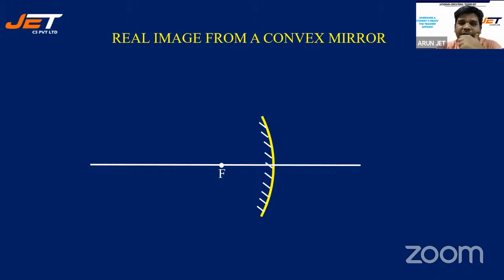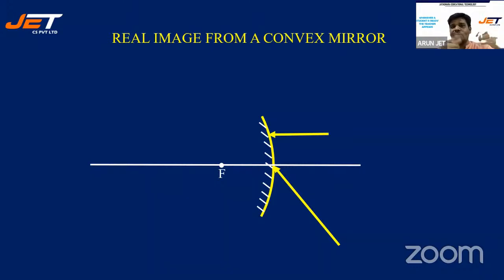I have two rays like this. All right, now these two rays, when do you think the real image is formed? When rays after reflection intersect at a point. When rays after reflection seem to diverge from a point, it is a virtual image. When rays after reflection converge to a point, you get a real image. I repeat, rays after reflection should converge to a point to get a real image.